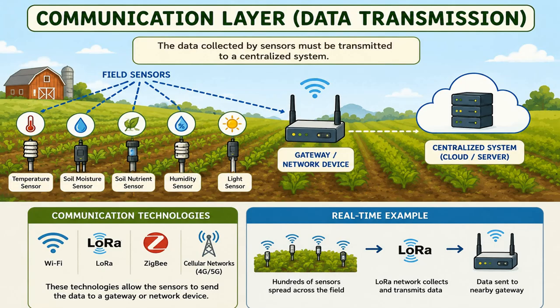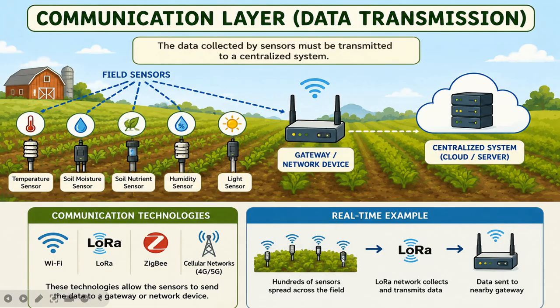And these communication technologies ensure that the sensor data reaches a gateway or network device, and a gateway collects the data. Okay, this gateway collects the data from many sensors and forwards it to the cloud or the server platforms or monitoring applications.